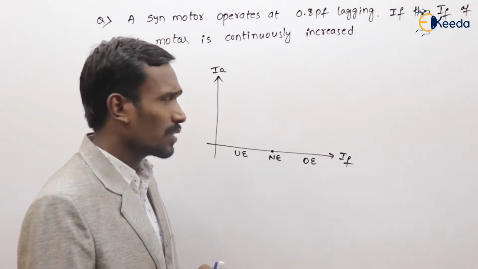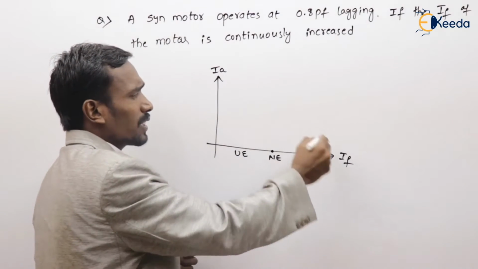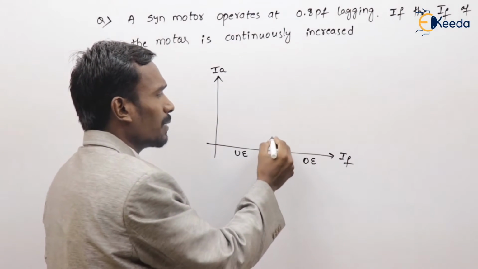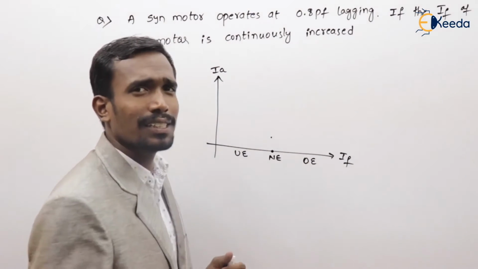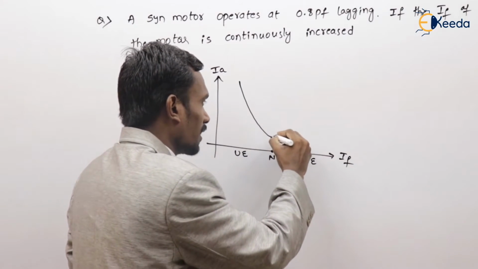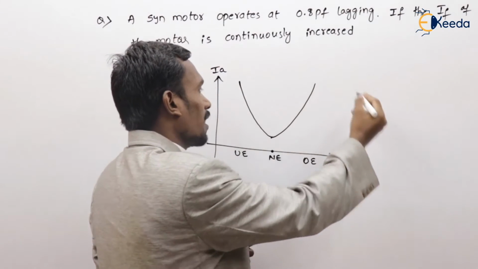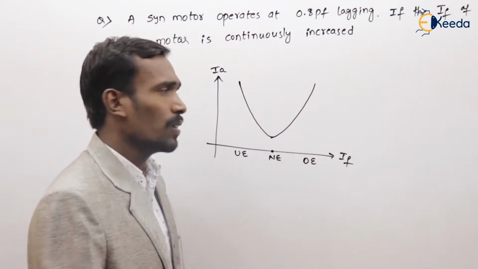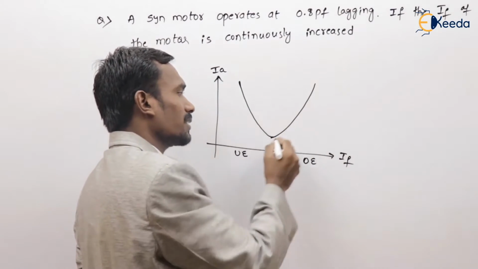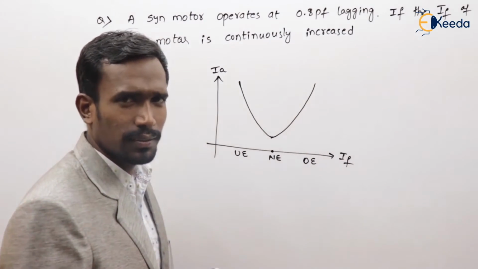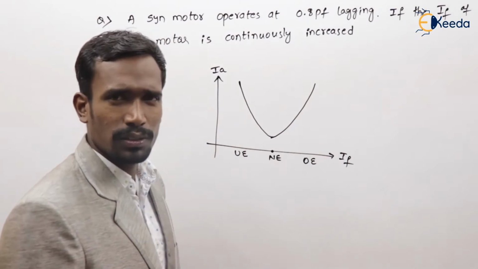So first, armature current against field current is nothing but the V-curve. Under normal excitation, the armature current is minimum. When excitation increases in either direction, the armature current also increases. This is the V-curve.